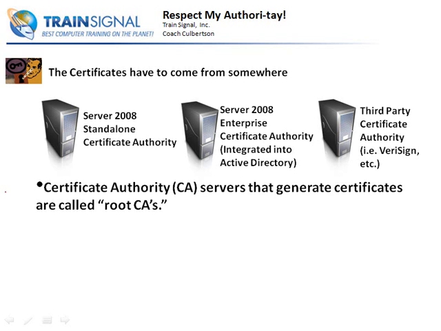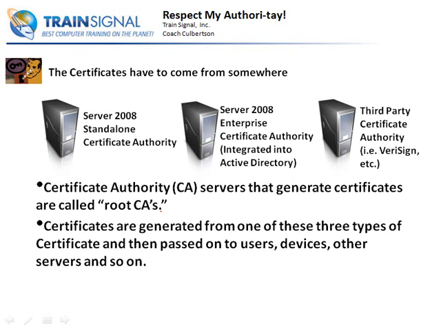So a root CA generates certificates. Now, I want to let you know something, okay? In a very small network, if you want to use certificate services, you could actually use either of these two certificate services options, the standalone certificate authority or the enterprise certificate authority. You could use them by themselves to generate and hand out and to verify users' identities and also to do encryption, okay? Now, certificates that are generated from one of these three types of CAs are then passed on to users, devices, and servers, and so on.